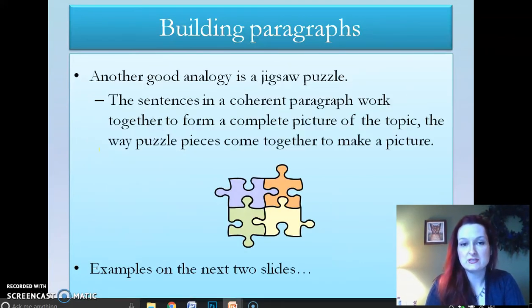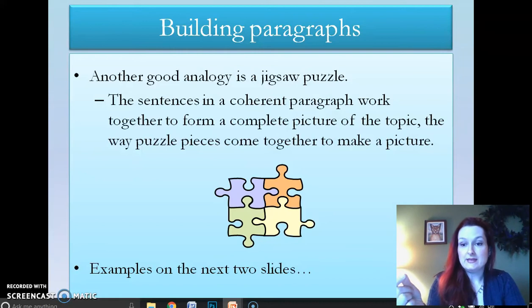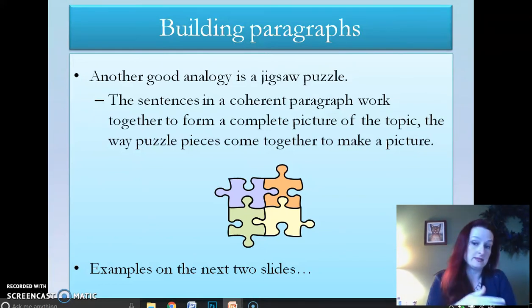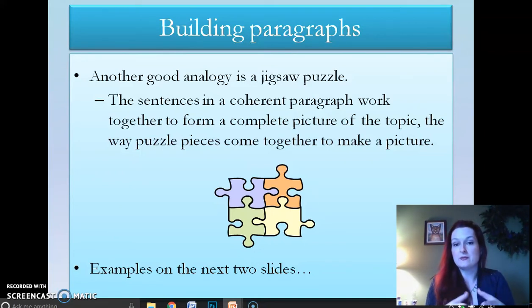Another good analogy for this is a jigsaw puzzle. If I were making a jigsaw puzzle and I wanted to show it to you, I wouldn't show you each individual piece at a time. I wouldn't say, hey, look at this green blob and then look at this pink blob. No, I would wait until I'd put the whole thing together, and then I would show you the completed picture, a basket of kittens or the Eiffel Tower or whatever it is. So the sentences in a coherent and unified paragraph are all going to come together to form a complete picture of the main idea that you're seeking to express in that paragraph, just like the way that puzzle pieces come together to make a picture.